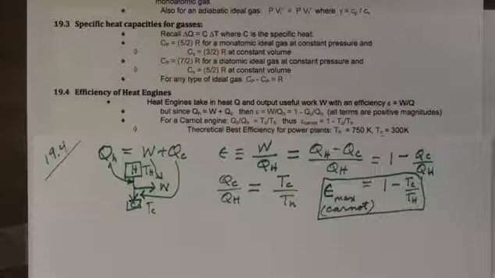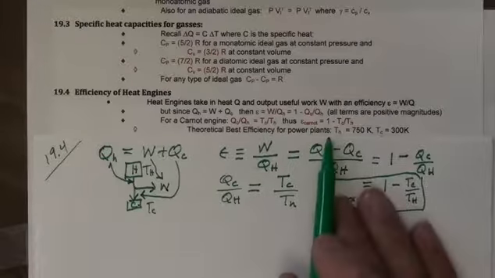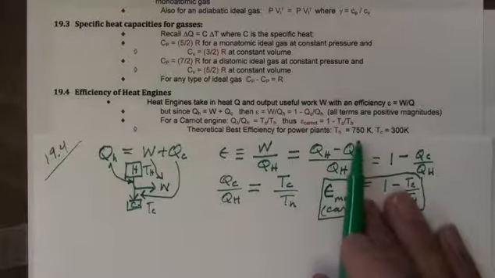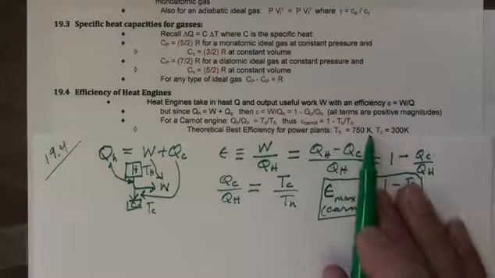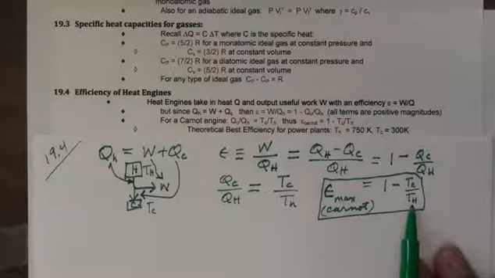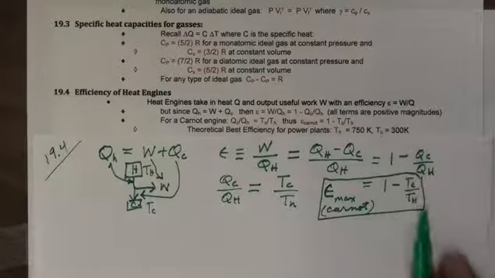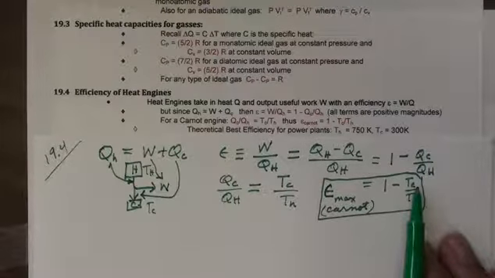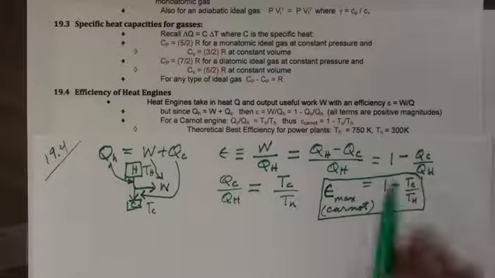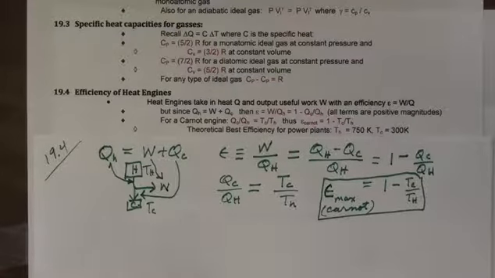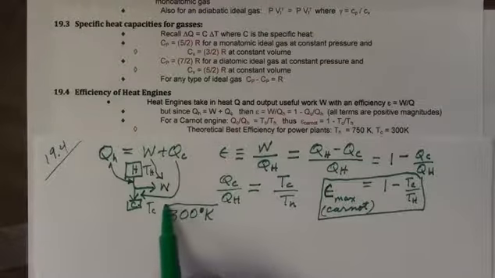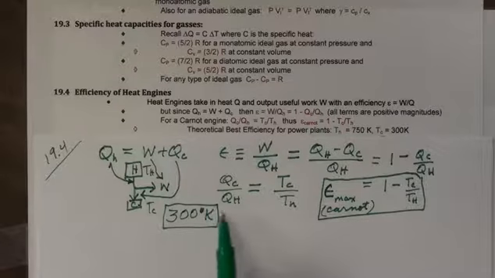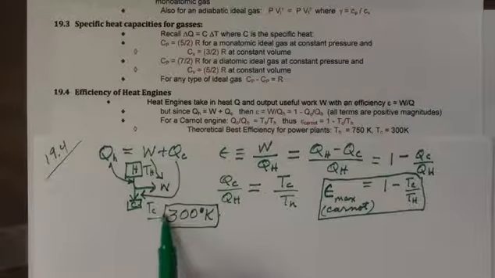Now let's look for the theoretical best efficiency we could get for our power plants. In a power plant, we might have, say, 750 Kelvin for our hot temperature and 300 Kelvin for our cold. 300 Kelvin? Why is that? Well, it turns out that 300 Kelvin is generally taken to be the temperature of the surface of the Earth.